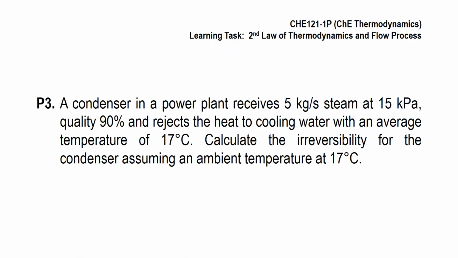Problem 3. A condenser in a power plant receives 5 kg per second of steam at 15 kPa, quality 90%, and rejects the heat to cooling water with an average temperature of 17 degrees Celsius. Calculate the irreversibility for the condenser assuming an ambient temperature of 17 degrees Celsius.